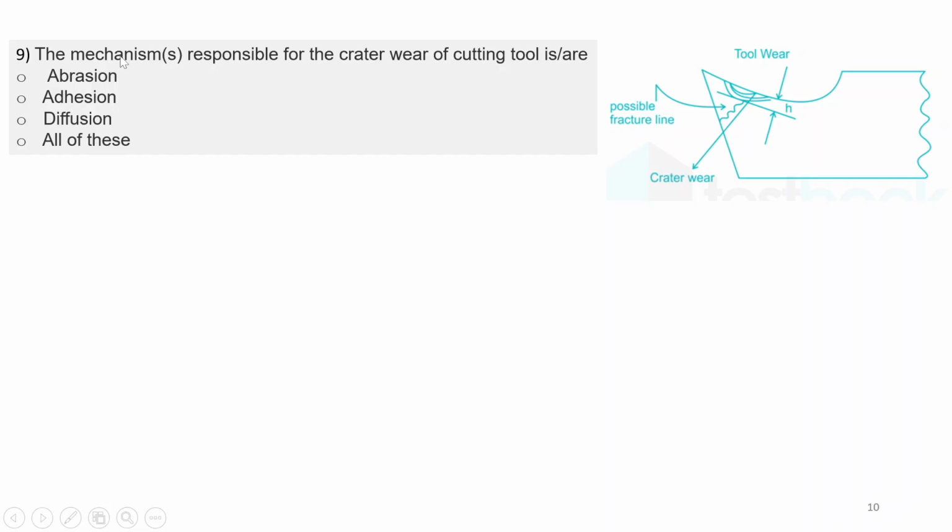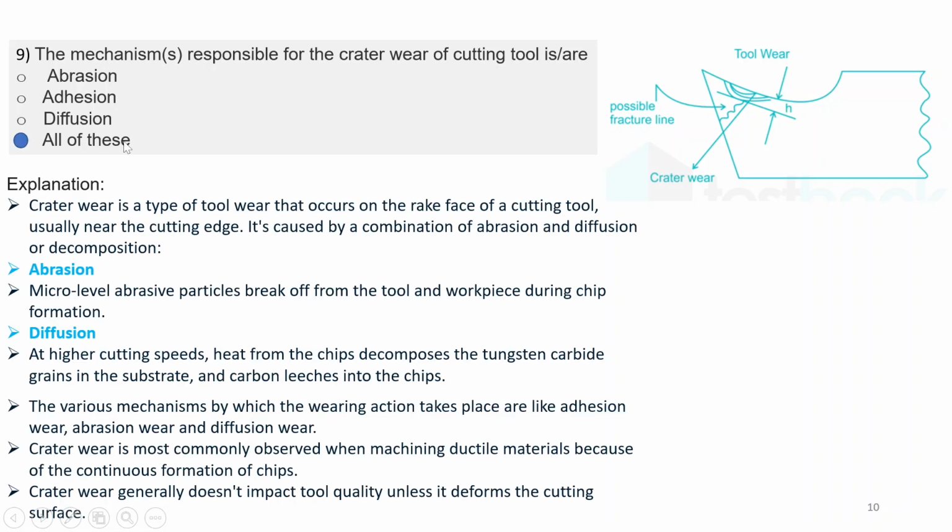Okay, so one of the types of tool wear is crater wear. So in this case, which mechanism is responsible? Your options are abrasion, adhesion, diffusion, or all of these. So the answer will be all of these. Crater wear is a type of tool wear which occurs on the rake face of a cutting tool, usually near the cutting edge.